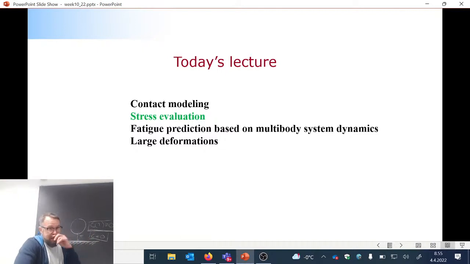And then, like mentioned in the beginning, I'm going to use this stress evaluation to conduct a fatigue prediction. And this time my explanation related to fatigue is related to welded structures.